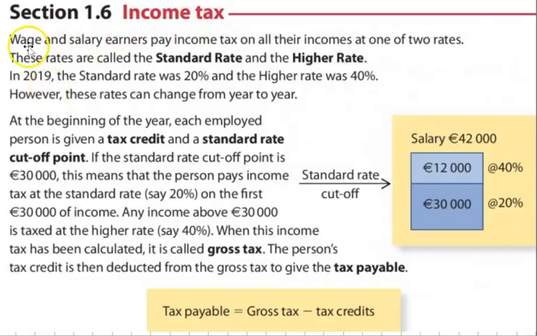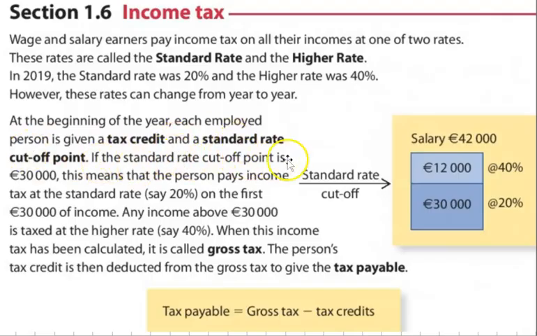Income tax. Wage and salary earners pay income tax on all their incomes at one of two rates. These rates are called the standard rate and the higher rate. In 2019, the standard rate was 20% and the higher rate was 40%. However, these rates can change from year to year. At the beginning of each year, each employed person is given a tax credit and a standard rate cut-off point.